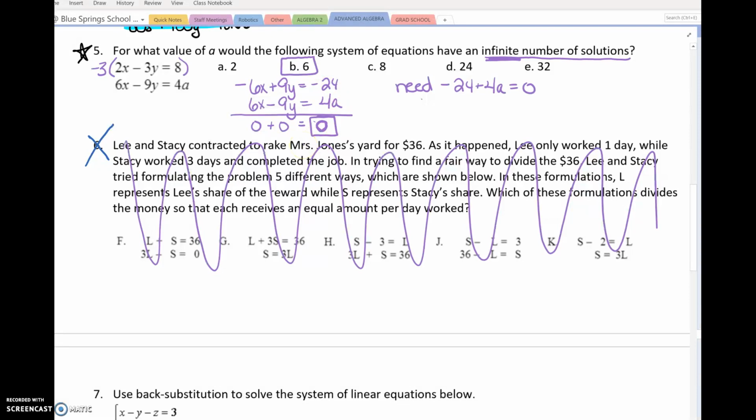Okay, number 6, I crossed it out because, quite frankly, this is a really dumb problem. And they tried way too hard to make this way more complicated than it needed to be. $36. One person worked 3 days, the other person worked 1 day. So take 36 divided by 4 and get 9. So the person that worked 1 day gets $9. The person who worked 3 days gets $27. Done. Why in the world would you make it this complicated with 2 equations?